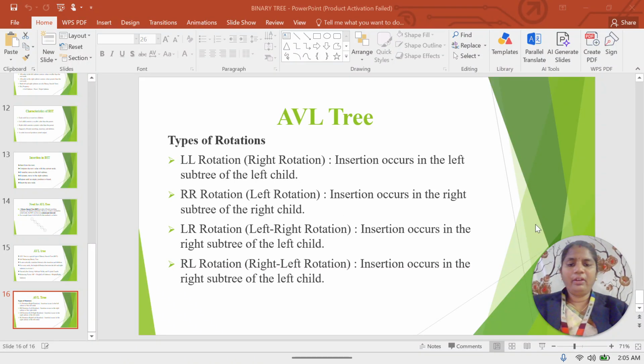So now we have seen all the rotations covered in AVL tree: left, right, LR and RL rotation.